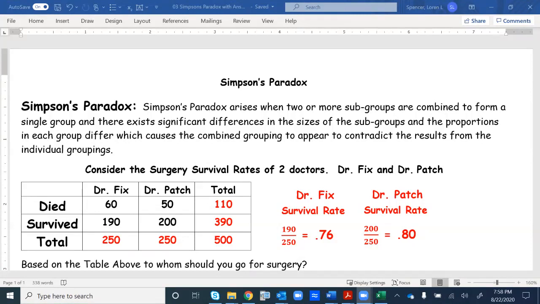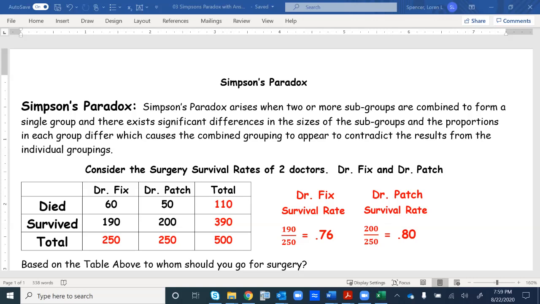Well, Simpson's paradox arises when two or more subgroups are combined to form a single group, and there exist significant differences in the sizes of the subgroups and the proportions in each group differ, which cause the combined grouping to appear to contradict the results from the individual groupings. Now, quite frankly, that's a bunch of words that probably didn't make sense.